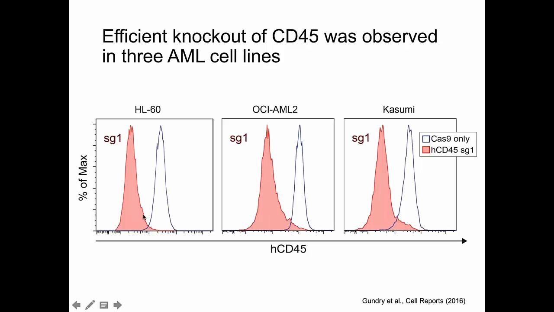And you can see here the knockout efficiency is almost 100%. In this case, there's not even really an observable population of wild-type cells. In some of the other cell types, you can see some residual wild-type or maybe heterozygous cells where you're actually targeting one of the 2 alleles. So this is in 3 AML cell lines.